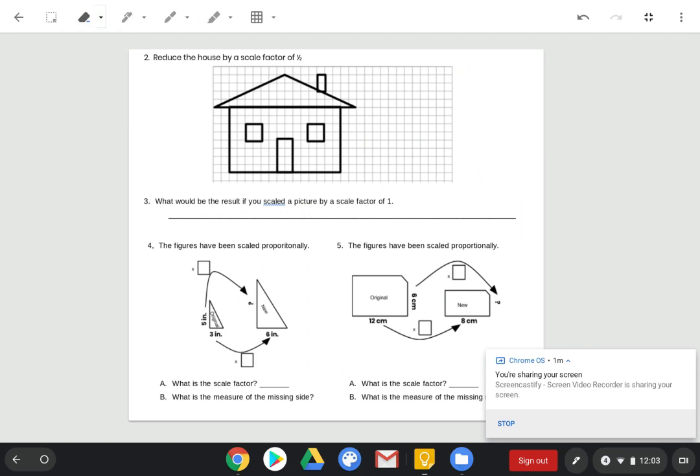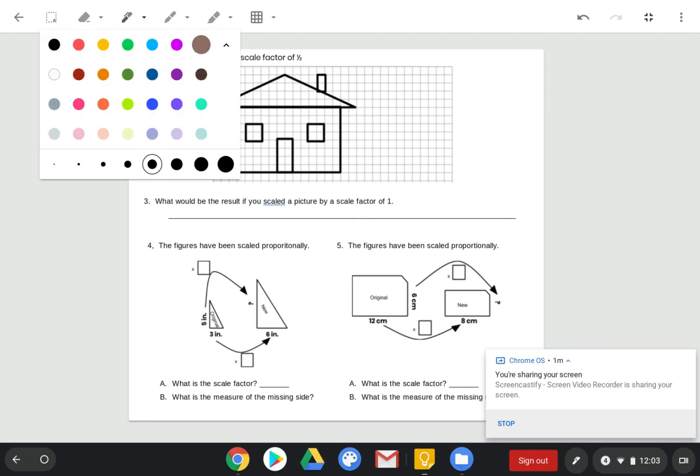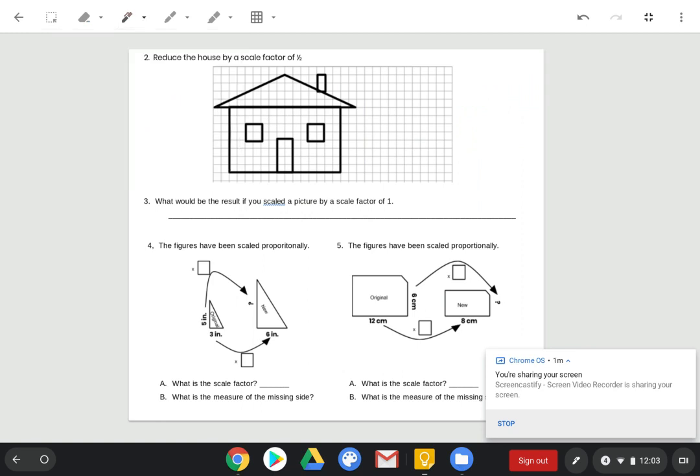On problem number 2, we are asked to reduce the house by a scale factor of a half. And a lot of kids are like, Miss Brown, I don't know what you want me to do. A scale factor of a half just means I want you to multiply by 1/2. So let me start you off. I'm not going to finish the whole drawing for you, but I will start you off, okay?